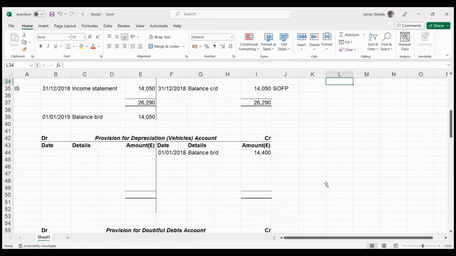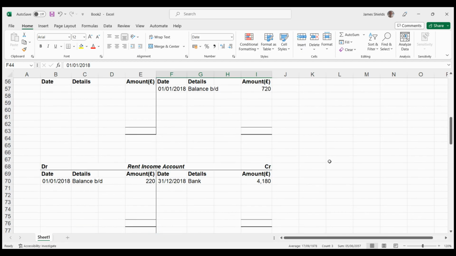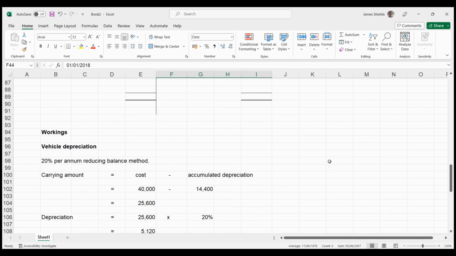Right, provision for depreciation. We are told something at the beginning of the year, the depreciation was £14,400. So we're going to need to work out the depreciation now. We need to know what method is going to be used, and we also need to know what the cost was. So we'll go down to my workings at the bottom.